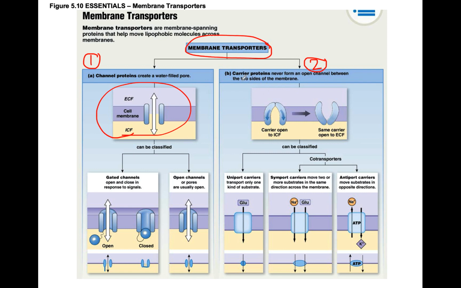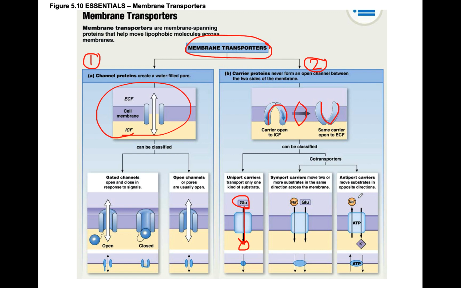Carrier proteins, however, if you notice, they're first open in one direction, and then they close up like this, and then they open in the opposite direction. These are carrier proteins. They can use ATP, or they don't use ATP. Well, what is it dependent on? Again, if the solute is moving down its concentration gradient, like from an area of high concentration to low concentration, it's not going to require ATP.